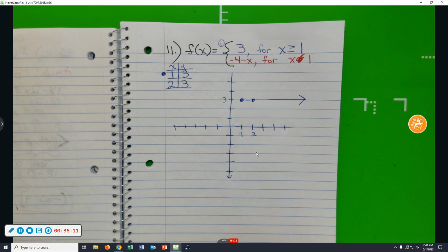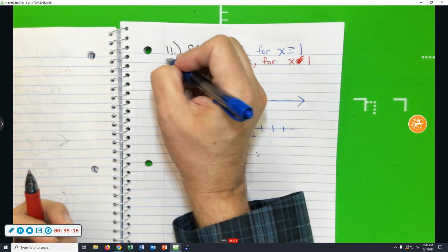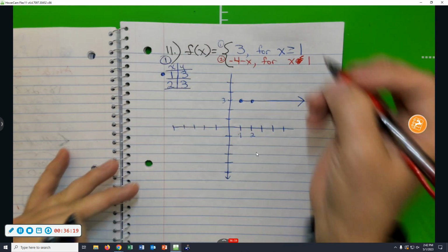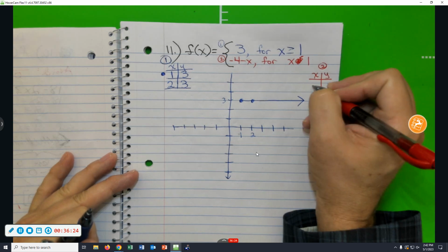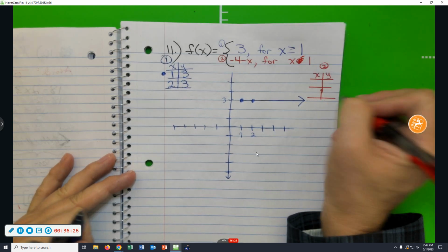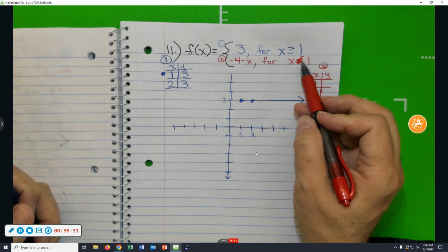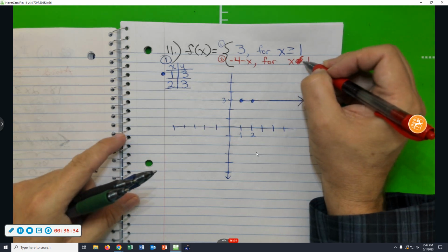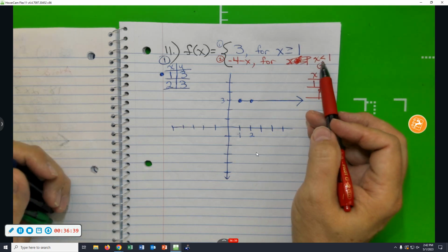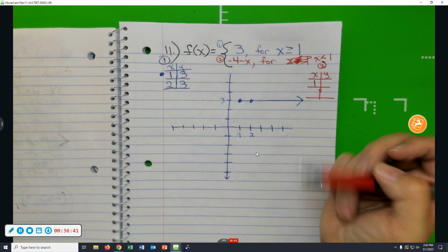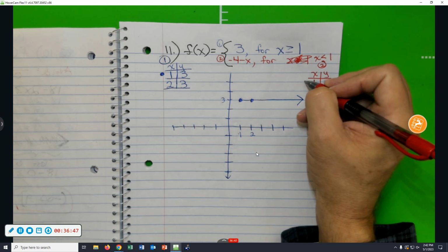Now the red piece. This is piece 2. So that was table 1. Now we're going to make table 2. What's the first number I must use for x? 1, but notice there's no equality. I'm going to rewrite it. X less than 1. Notice there's no equality. So how will I label the starting point? Open or closed? Open, because there's no equality.